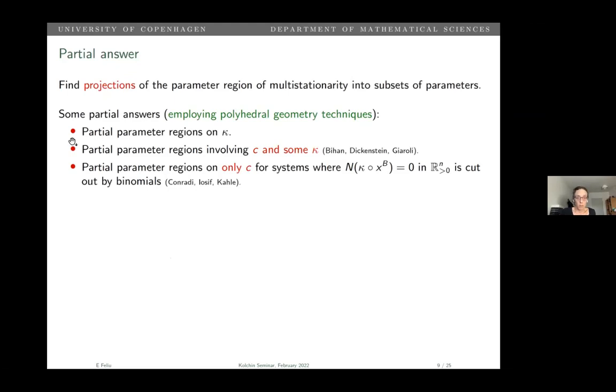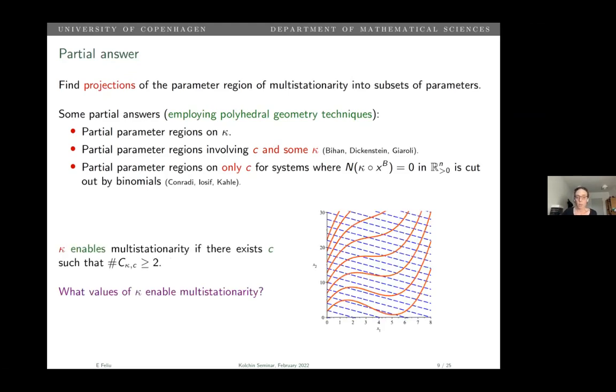So here I will talk about projections onto the K's. There is some related work by other people that you can see here, who worked on other types of projections. For the rest of the talk, I will say that a parameter value K enables multistationarity if it can be lifted, if it comes from projecting the parameter region down to the K's. That means there exists a C such that this holds.